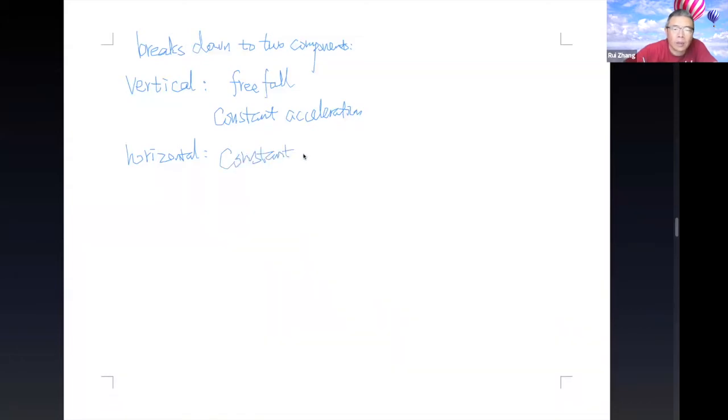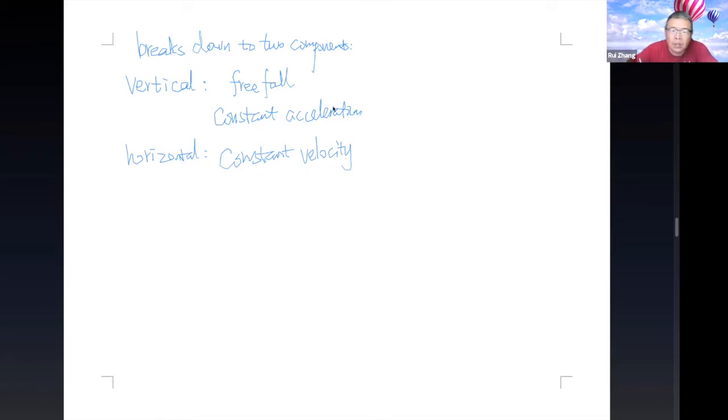There's no acceleration, okay? And certainly this is under the assumption that we can ignore air resistance as we always do for these small objects. So this is basically the key for the projectile motion. It's nothing but these two kinds of motions. Along the vertical direction is constant acceleration motion. Along the horizontal direction is constant velocity motion.